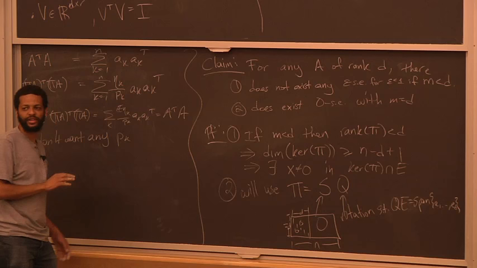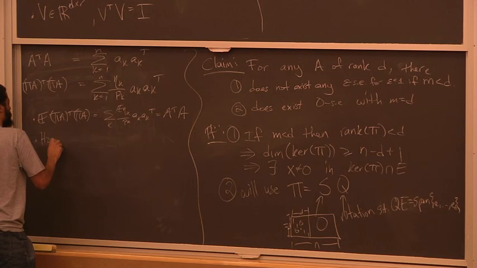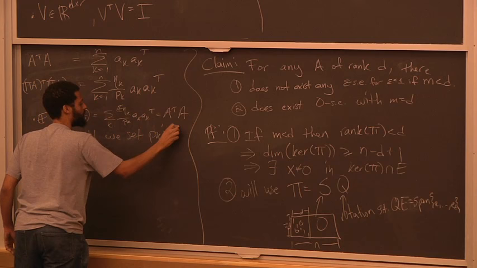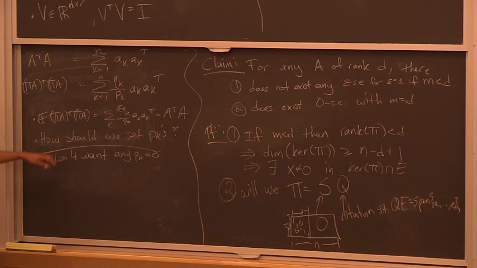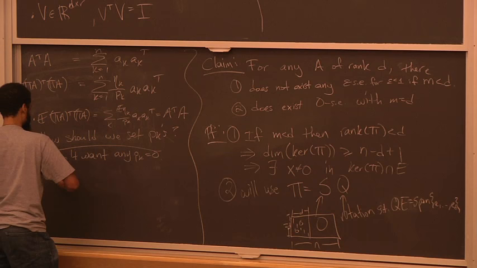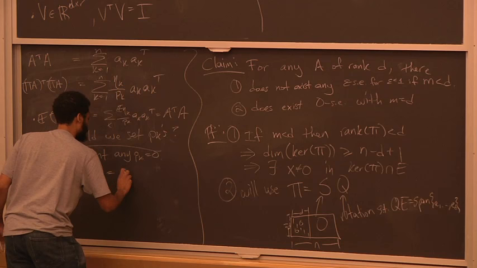So let me write this. How should we set the pk's? I don't want any pk to be 0, because if it's 0, then we're just missing a row, and we're not even getting the right expectation. So given that none of these pk's are 0, define what I'll call r_i as being the sup over x in R^d.